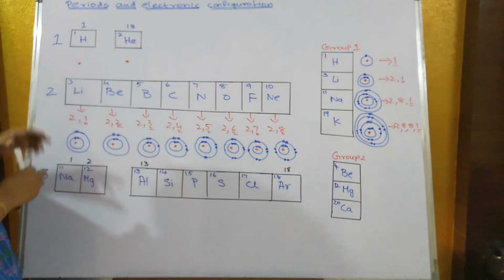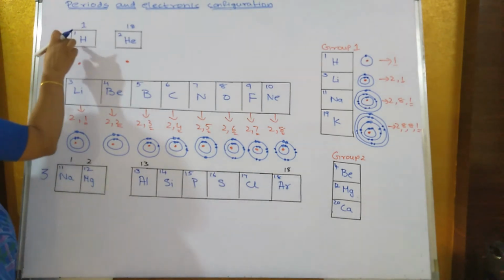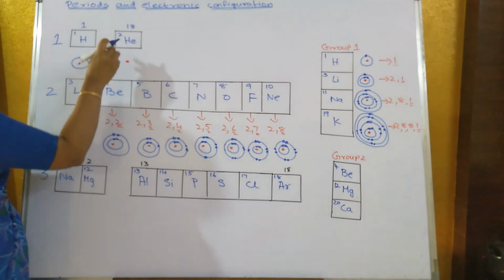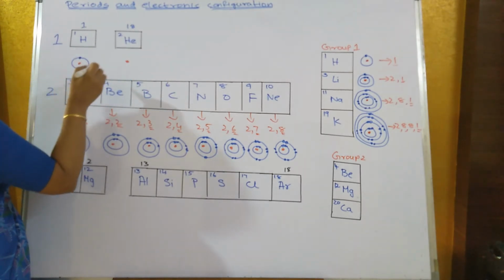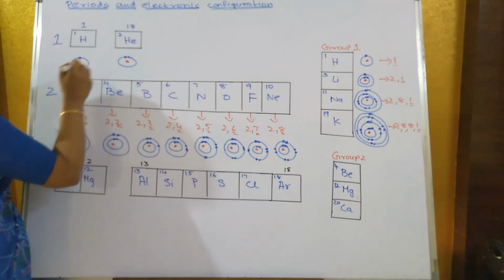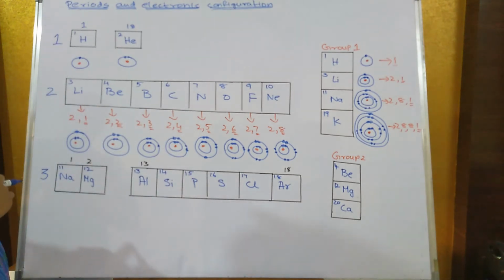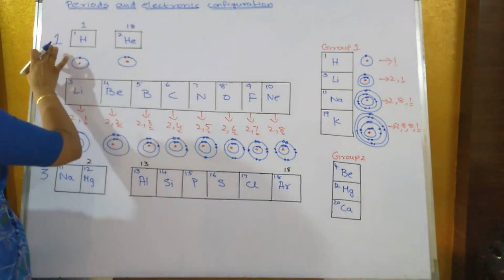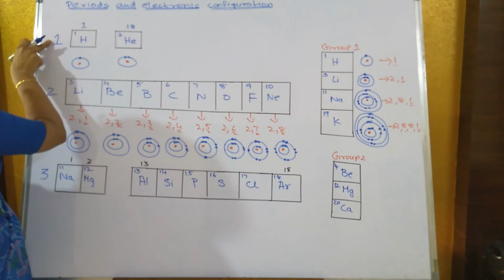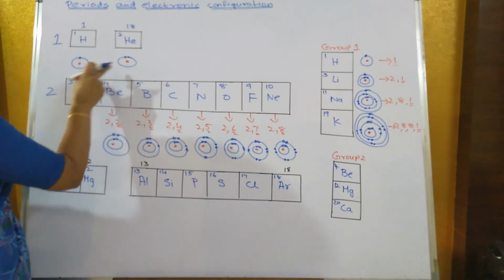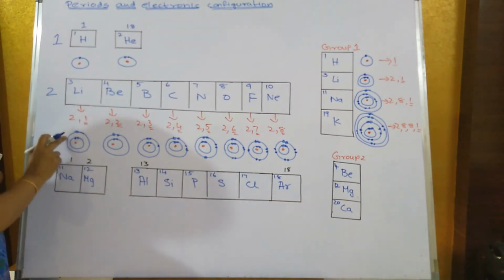Now if you see in the period 1, here the atomic number of hydrogen is 1, so there is only 1 shell with 1 electron in it. Helium is having 2 atomic number, so there is only 1 shell with 2 electrons in that particular shell, because the first shell near the nucleus can accommodate only 2 electrons. So what you see over here, that in period 1, it is having only one shell. Over here the period 2, it is having only 2 shells.